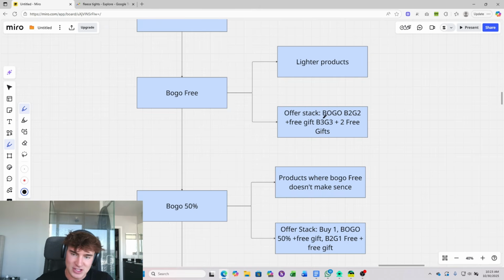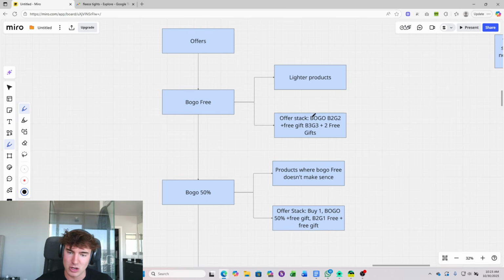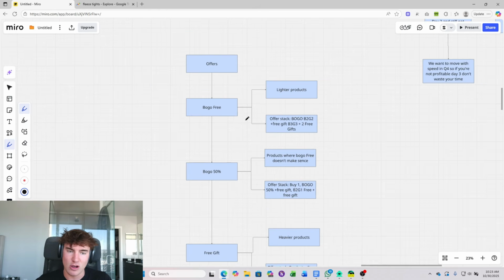So the offer stacks that you can run with this is just a standard buy one, get one free. And then you've got a buy two, get two free plus a free gift. And then you have a buy three, get three free plus two free gifts. This offer stack will make these higher bundles more enticing and make them want to buy because of the free gifts that you are adding on, and it's going to make our AOV go up.